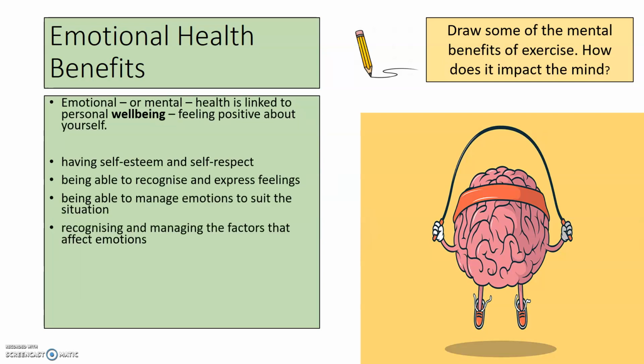Ultimately, when we're looking at emotional, mental benefits of exercise, we're talking about an improved self-esteem. We have a better self-respect, so we feel better about ourselves, we have a better self-worth. We're able to recognize and express feelings better, so we might improve our communication. And ultimately we're able to also manage our emotions in regards to different situations. So we might not become as hostile, because obviously sport is a stress reliever, isn't it? It reduces that tension that we might have, that anger we might have, and we release that through our performance in sport.